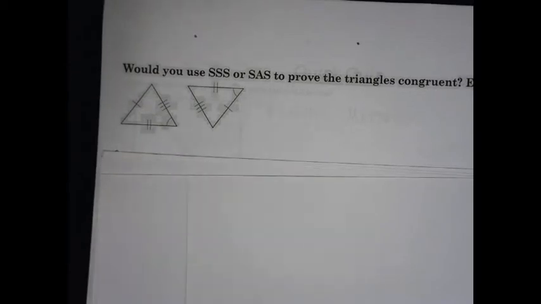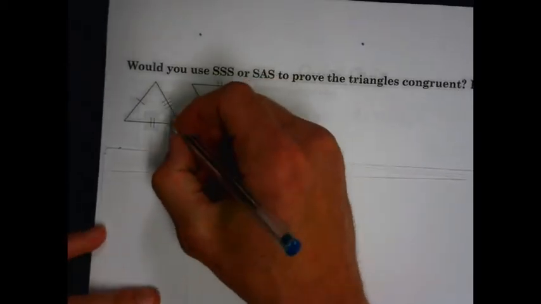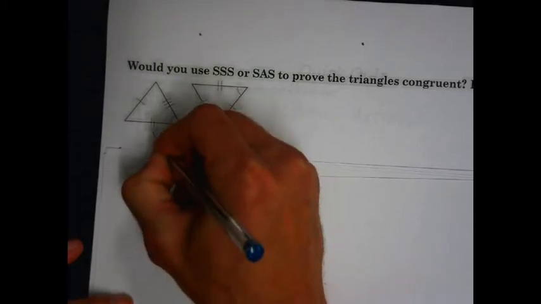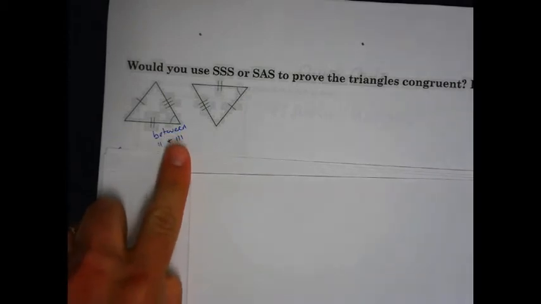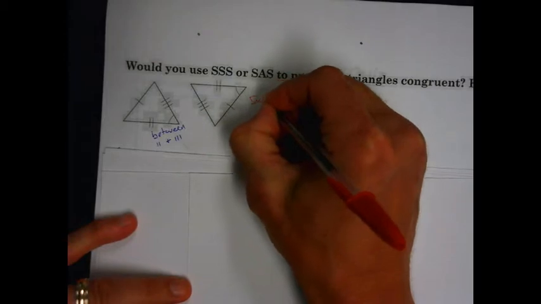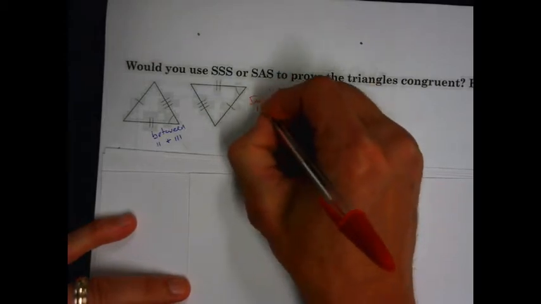So let's look at the first angle. This is included between 2 and 3. Okay? So this is included between the 2 marks and the 3 marks. So that's the included angle between 2 and 3. So in order for us to be able to use side, angle, side, this would have to be included between 2 and 3. And is it? No. This is included between 1 and 2. Okay, so the 2 congruent angles are not included on the same angle, so we can't use side, angle, side the way it stands, right?